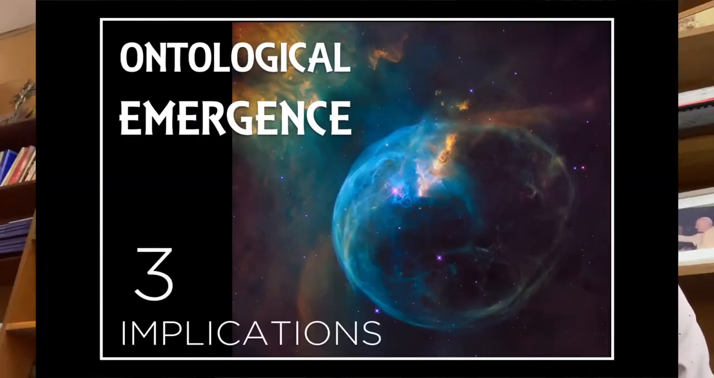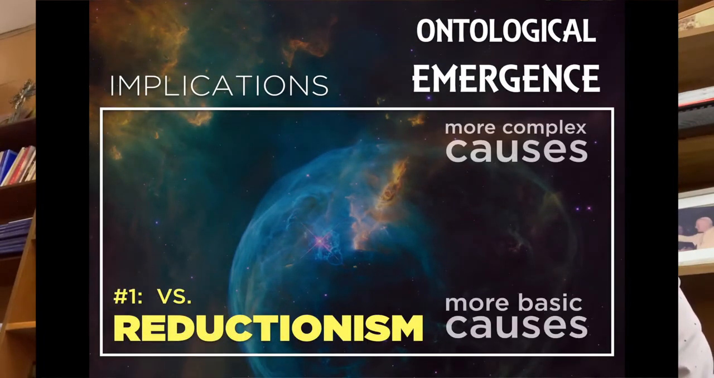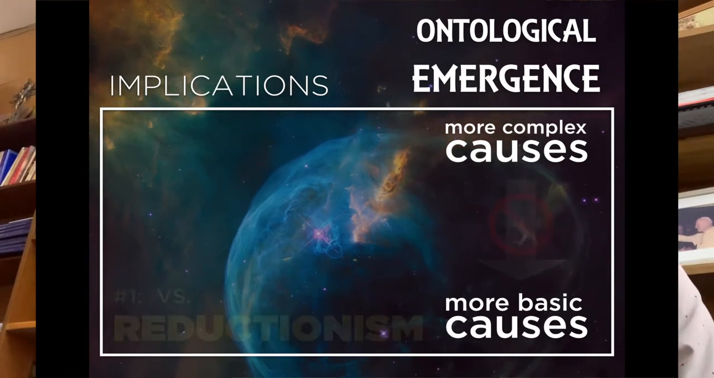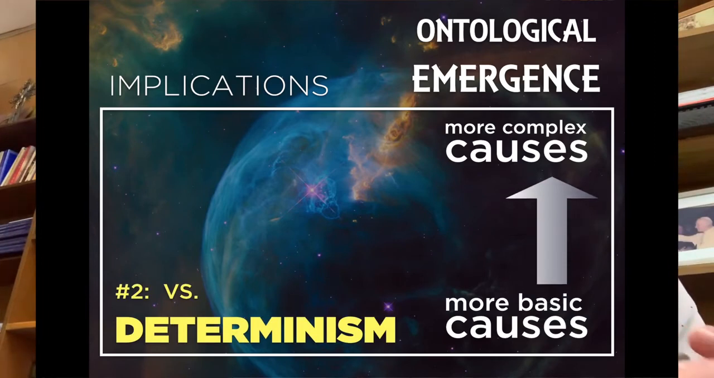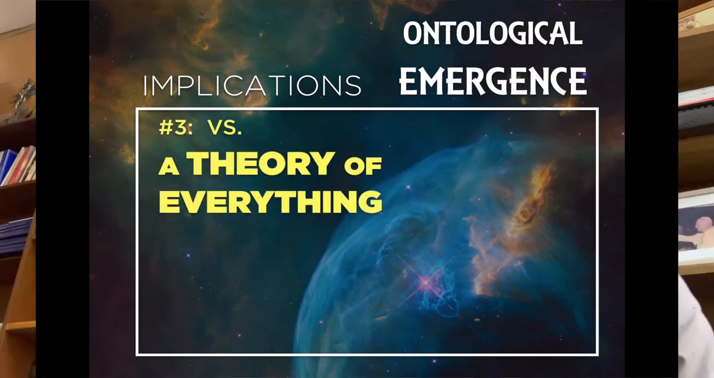There are three implications to the concept of ontological emergence. First, we must reject reductionism. The more complex causes cannot be reduced to the more basic causes, even if it's more convenient to do that. The second implication is the rejection of determinism. Because while the more basic causes certainly affect the more complex causes, the more complex causes do have a say in deciding how the more basic causes will affect them. And the final implication is the rejection of a theory of everything.